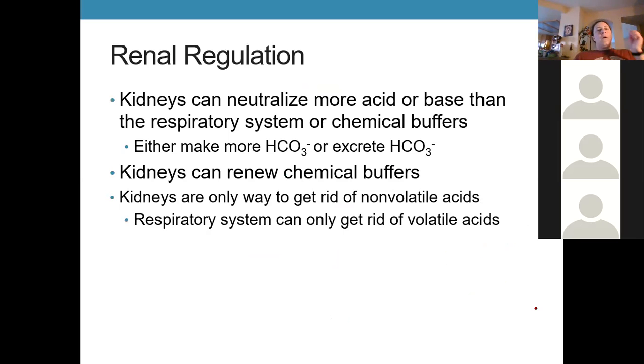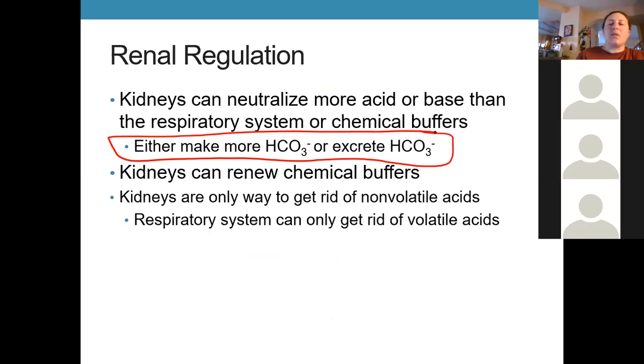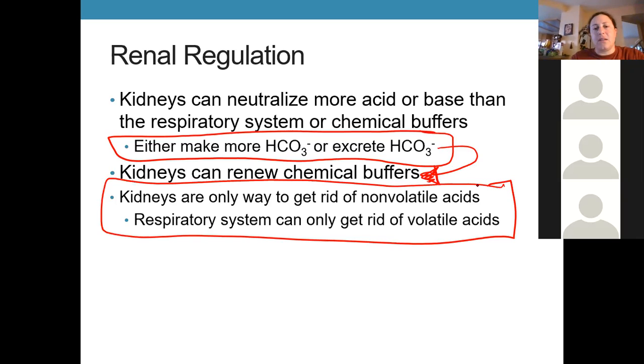Okay. Last thing is the kidneys. The kidneys, through the mechanisms that we talked about already, are capable of neutralizing more acid or base than either of our other systems. That's because we can either make more bicarbonate or excrete more bicarbonate as needed. We can actually replenish our bicarbonate stores through our kidneys and renew that chemical buffer. And those organic acids can get secreted in the renal tubules.